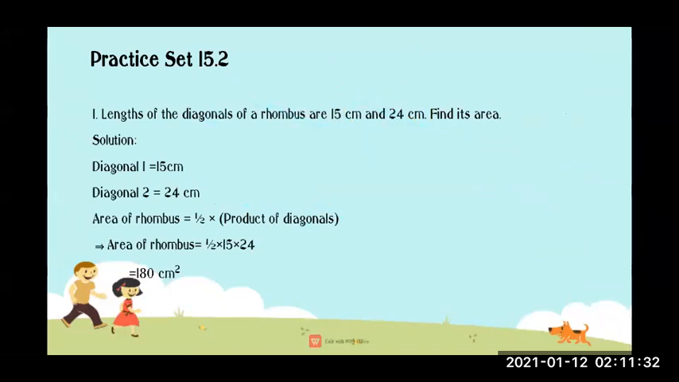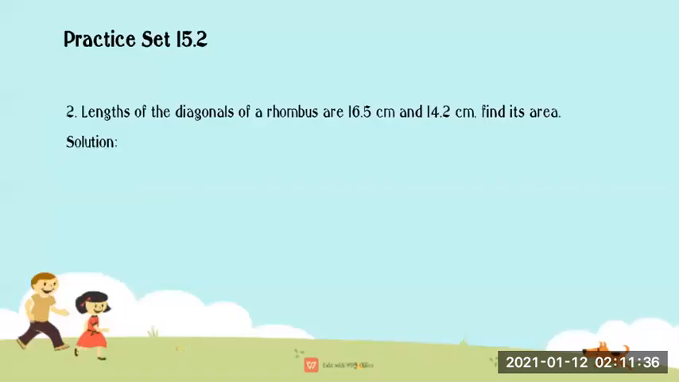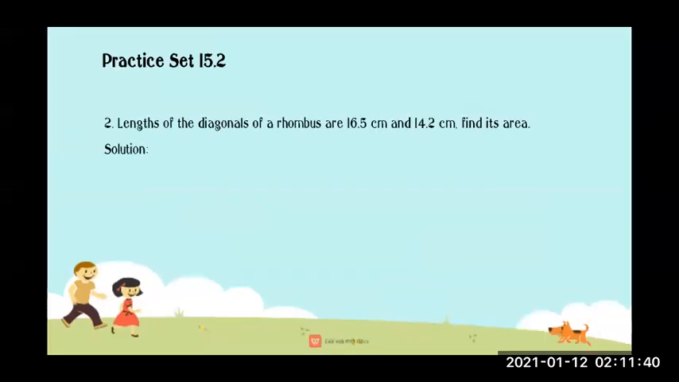Okay, now next we will move to the second sum. Now this question I have given to you. You have to solve it and you are going to tell me the answers. See here. The lengths of the diagonals of a rhombus are 16.5 and 14.2 centimeter. Find its area. Now start doing this sum.